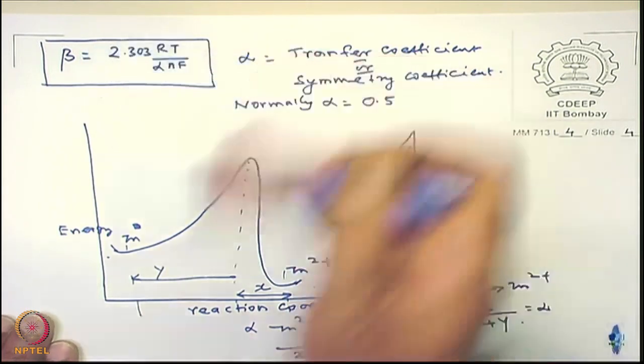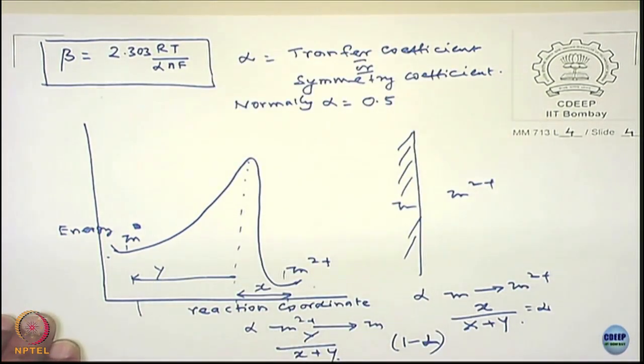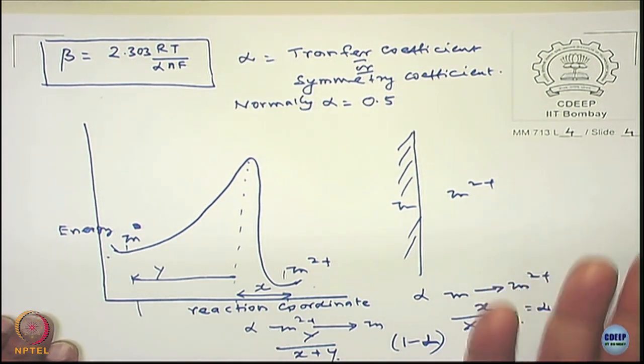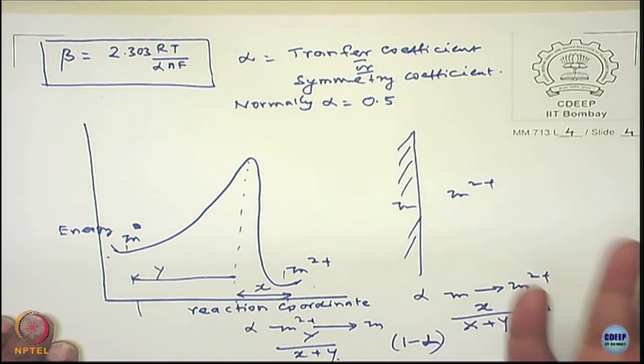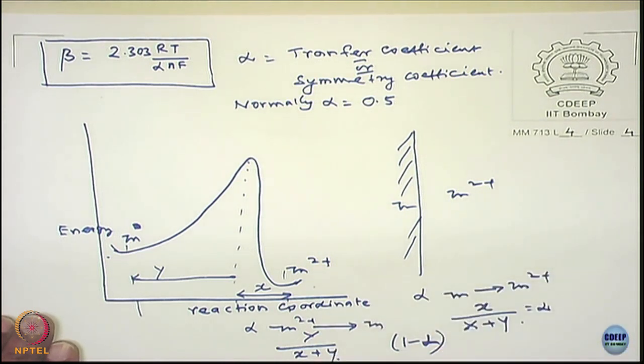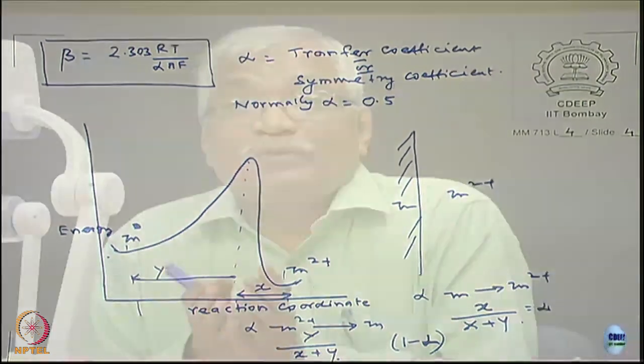Because the guy is going to move, alpha means the guy goes left and right. So, I naught is characteristic of a given system, okay. It is very important. In fact, you will see later, I naught is going to decide more or less the rate of corrosion. If I naught is small, corrosion rate is small. If I naught is more, corrosion rate is going to be more.